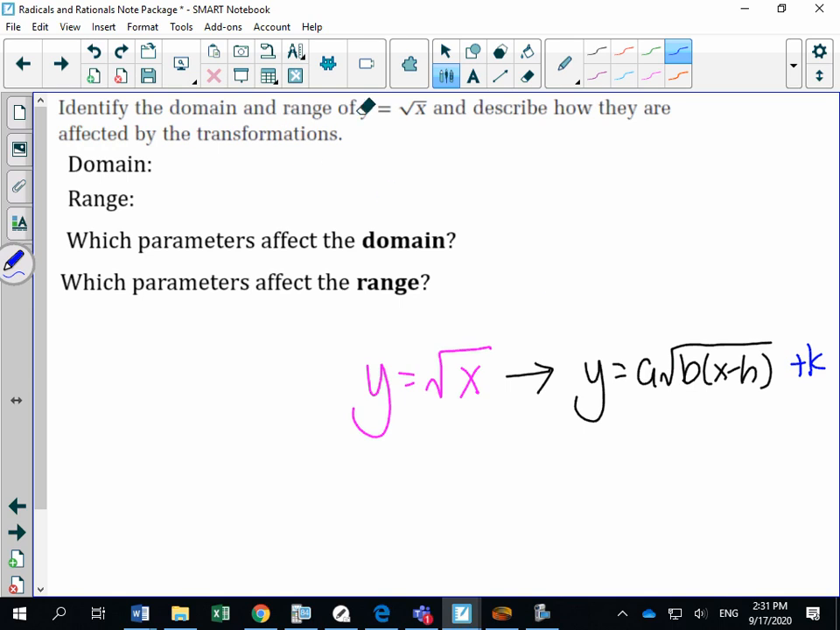So a couple of things. It says identify the domain and range of y is equal to the square root of x. So here's my original radical, and remember I said you just have to be able to picture that in your mind.